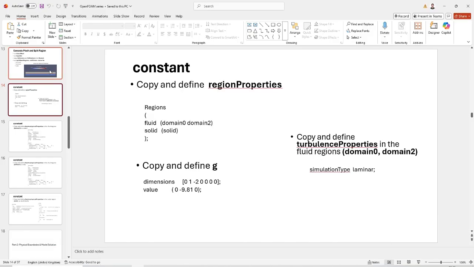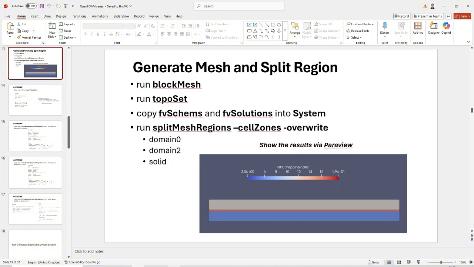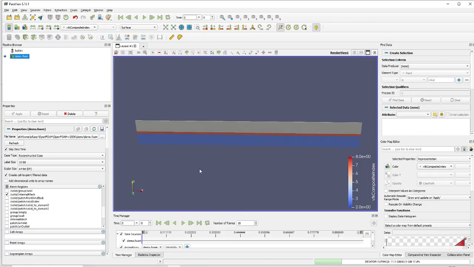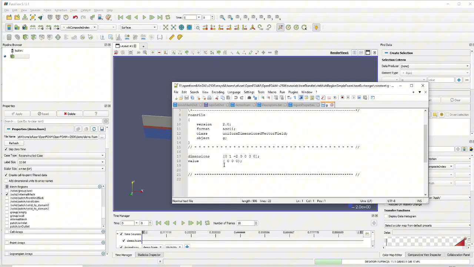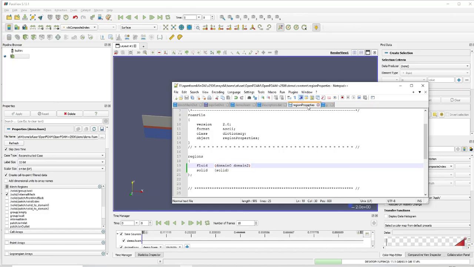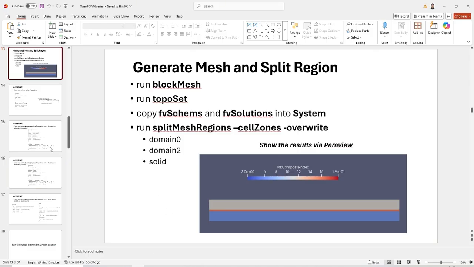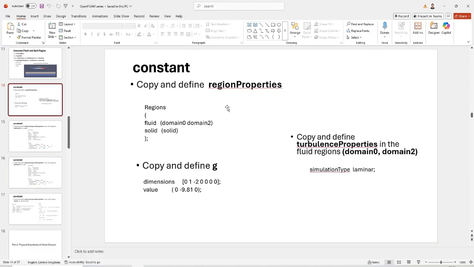And we only need to check our dimensions. So we have the y direction, and we think the gravity will point into the negative y direction. So we need to define here 0, -1, and 0. The values really define the direction of the gravity. Okay, these two are the definitions for the region properties and the overall gravity field.